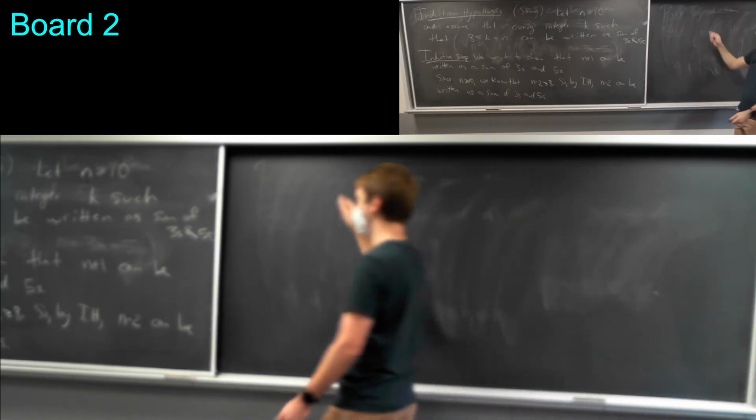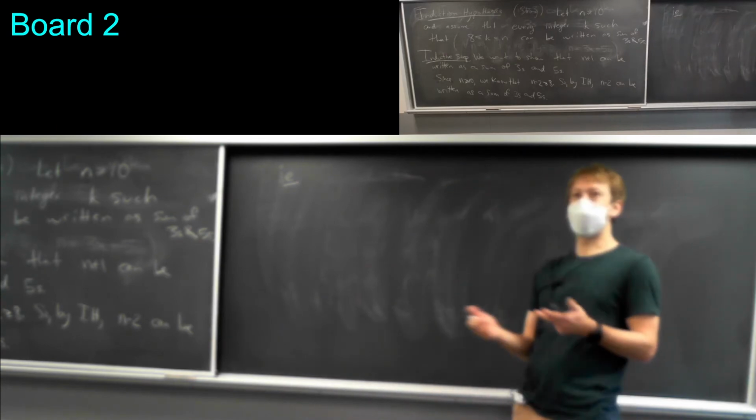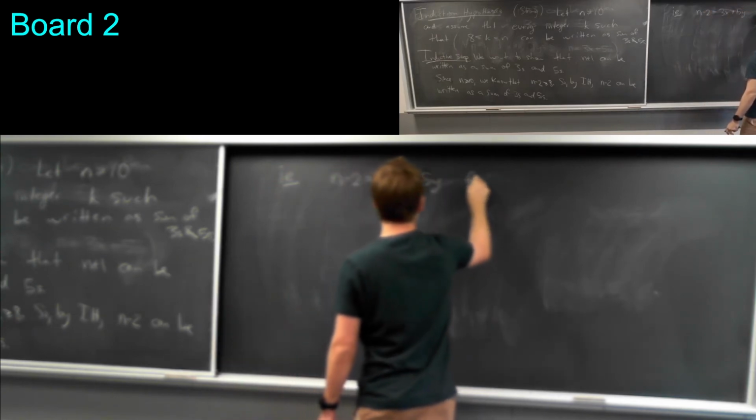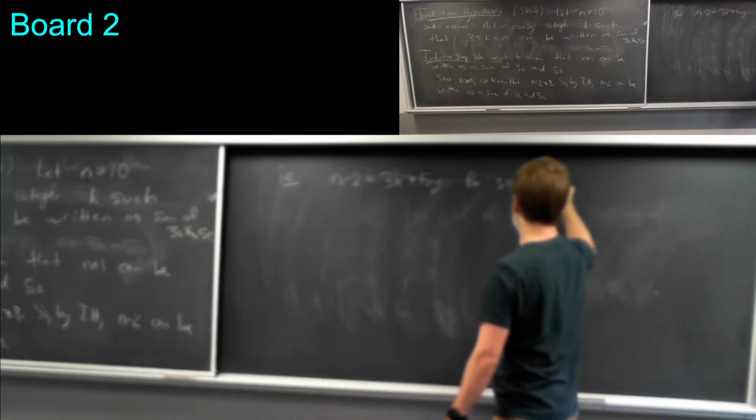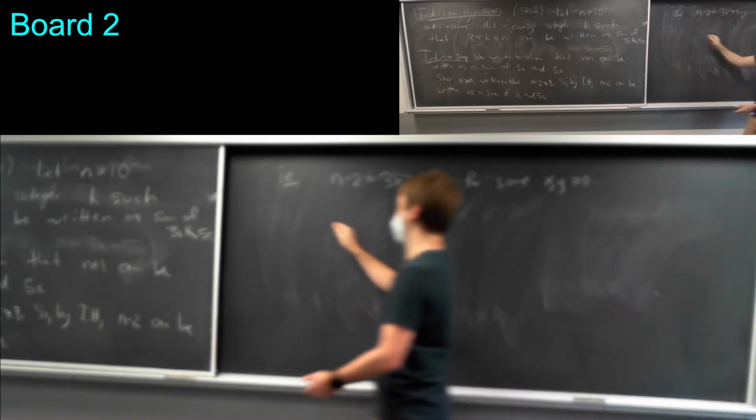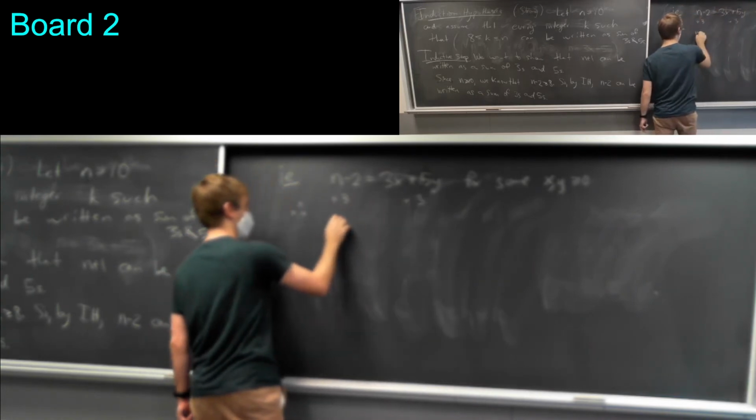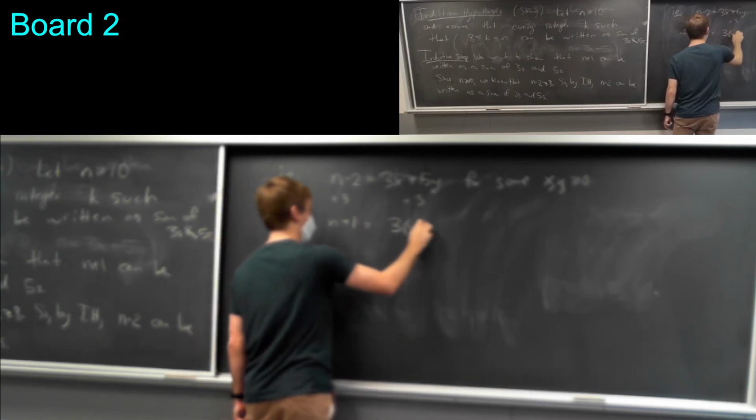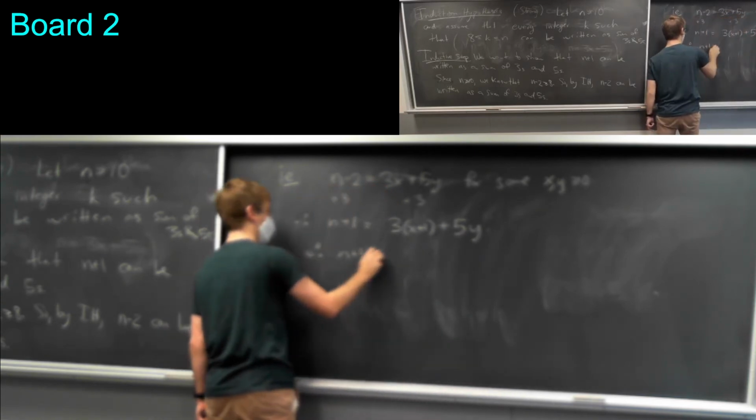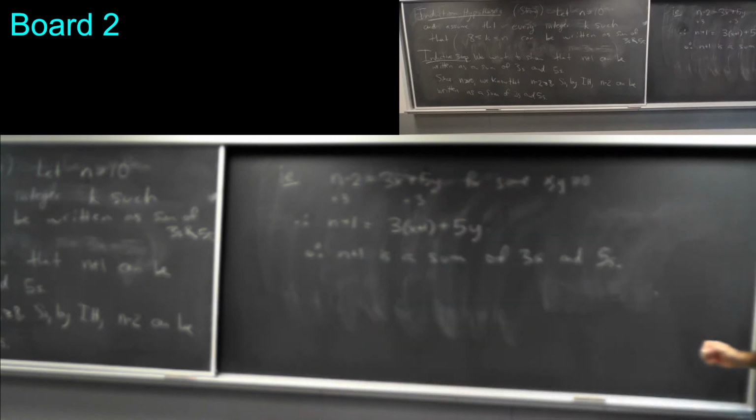So in other words, if I want to really solidify this, do this kind of algebra, n minus 2 equals 3x plus 5y for some x and y. Okay. Therefore, if I just add 3 to both sides, n plus 1 is equal to 3(x plus 1) plus 5y. So therefore, n plus 1 is a sum of 3's and 5's. Okay.